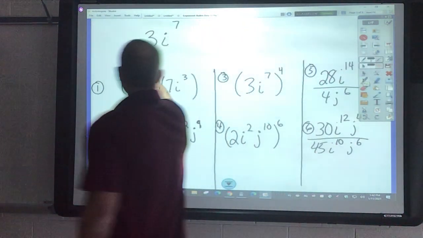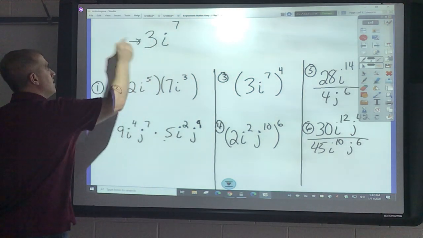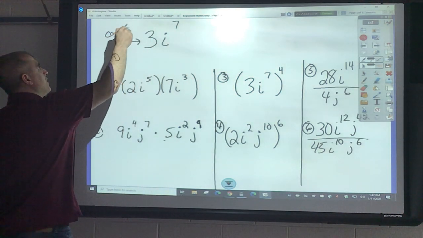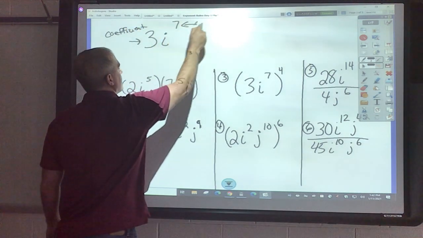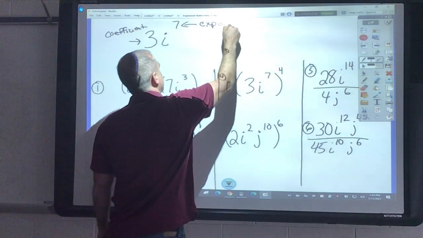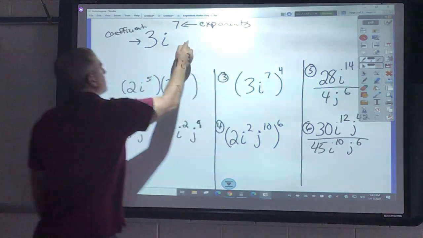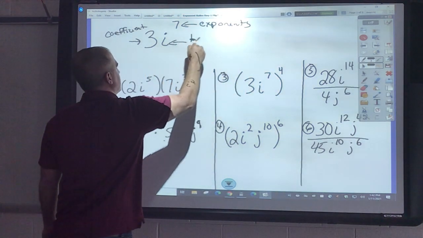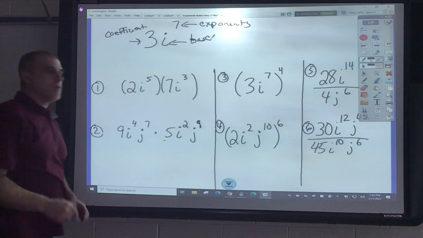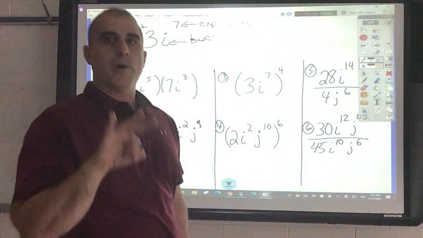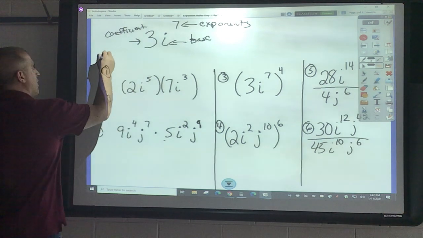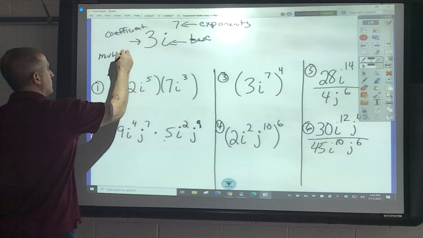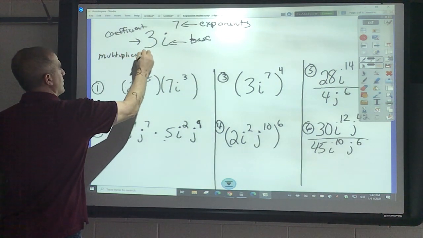Now, this number right here, we will refer to as the coefficient. This number right here is referred to as the exponent. And this right here is the base. So there are three main exponent rules. The first rule involves multiplication. Here is the rule.